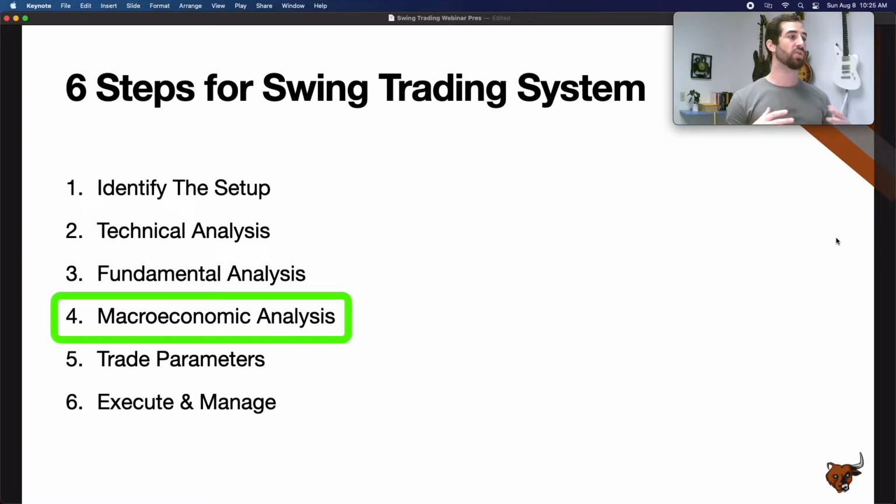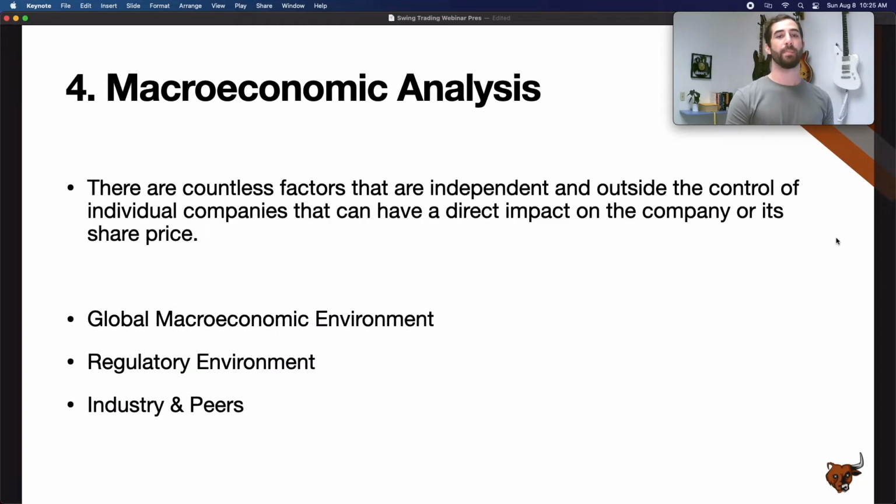All right, guys, so we've just gone through technical analysis and fundamental analysis, and now quickly, I just want to touch upon macroeconomic analysis. There are countless factors, guys, that can affect the stock price of a company you are interested in that have absolutely nothing to do with the company, or better said, that are totally outside the control of your company. I'm talking about factors in the global macroeconomic environment, factors in the regulatory environment, or factors that have to do with the industry, competition or peers.